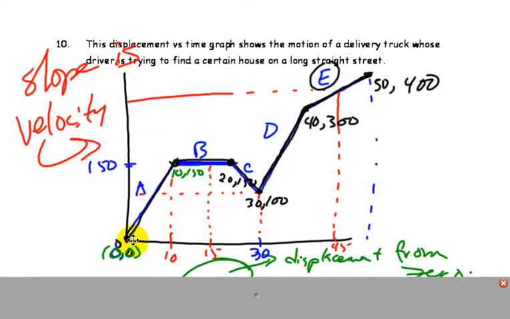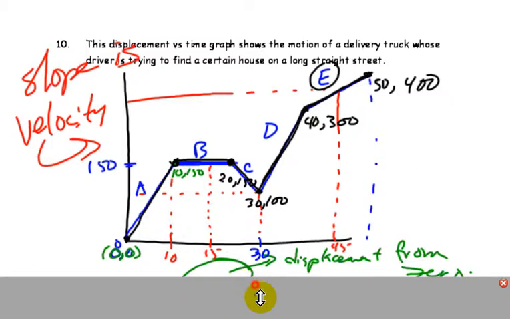So obviously the truck was moving here. Here time is passing, position isn't. Then going in reverse direction, going forward again quickly, going forward again slowly. And notice here section A, B, C, D, and E, start, finish, start, finish, start, finish. So I labeled those points there, 0, 0, 10, 150, 20, 150, etc. That'll really help you out to figure out the velocities in each of those sections.